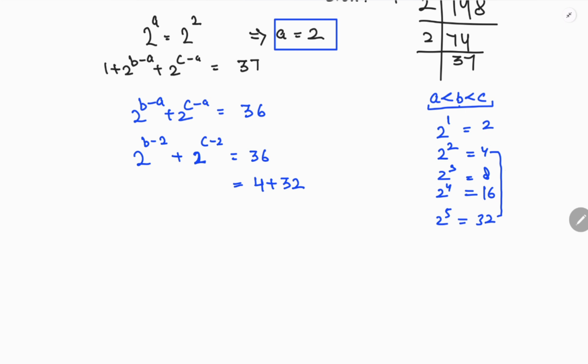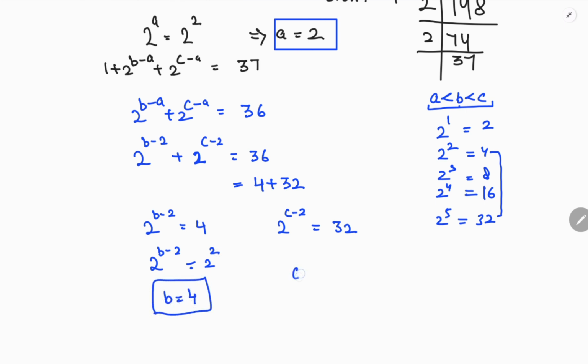Okay, so here we get 2 raised to power b minus 2 is equal to 4, and 2 raised to power c minus 2 is equal to 32. That means 2 raised to power b minus 2 is equal to 2 raised to power 2, and b is equal to what? 4, right? And here if you compare c minus 2, 32 is what? 2 raised to power 5. So c minus 2 is 5 and c is 7. Okay, so a is 2, b is 4, c is 7, we have found that, right?